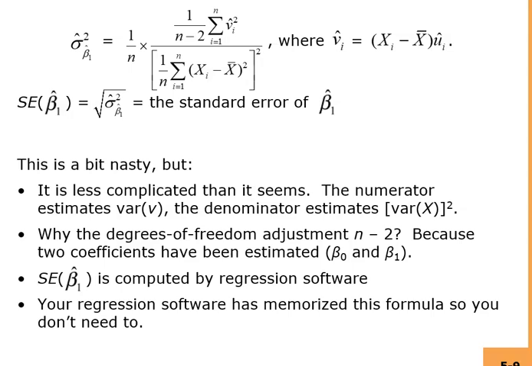So why is the degrees of freedom adjustment n-2? Simply because we are estimating two estimators, beta naught hat and beta 1 hat. The more estimators we estimate, the more degrees of freedom we lose. In this case, we are losing 2 degrees of freedom. So that's why n-2 is the degrees of freedom that we have.